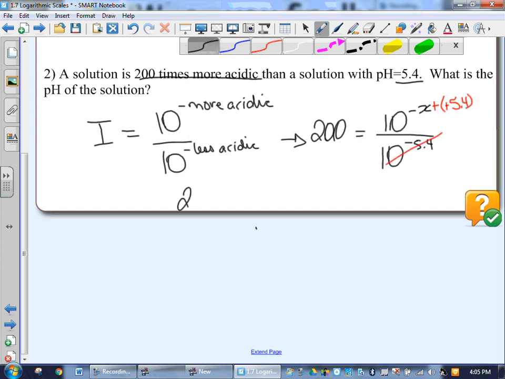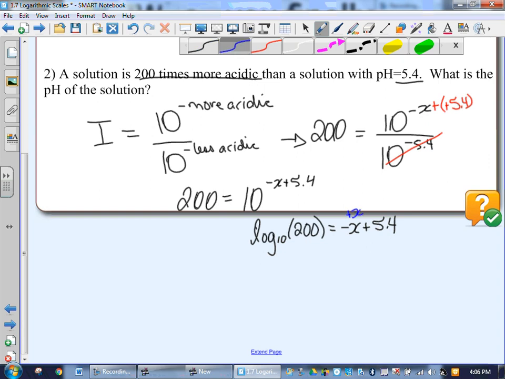Now there's only an exponent on one side, so I'll write it logarithmically. So log base 10 of 200 will equal negative x plus 5.4. And I know it might be an extra step, but I'm going to add this x over because I want it to be positive. And then I'm going to subtract the log of 200. That leaves me with x is equal to 5.4. Subtract the log of 200, which is 3.1.